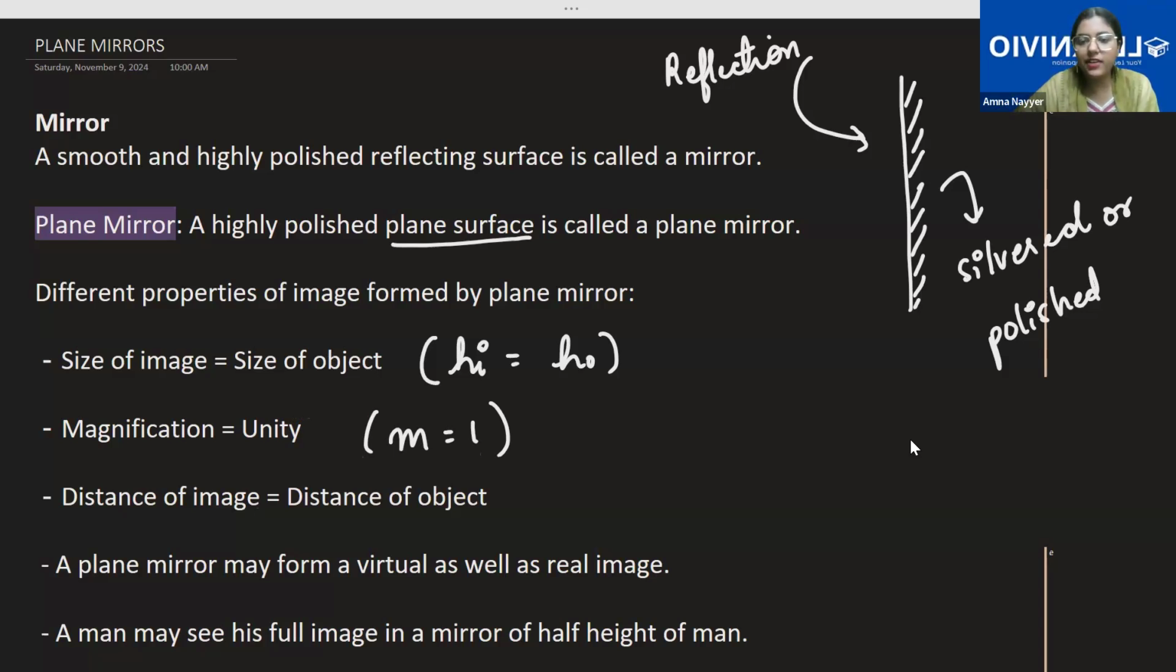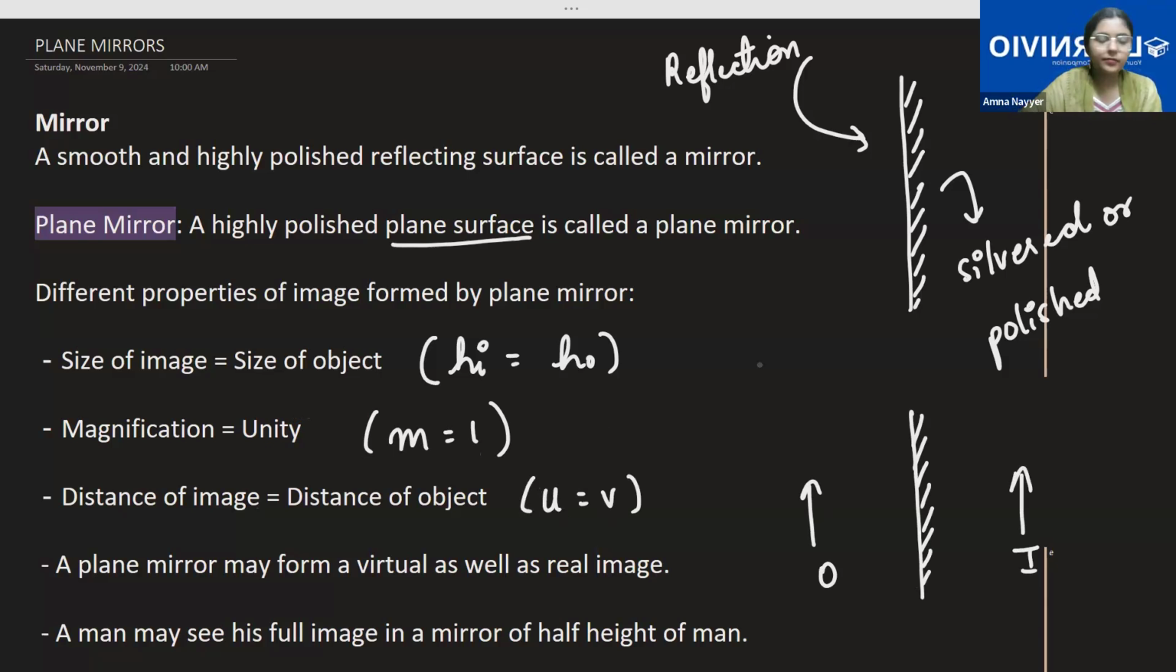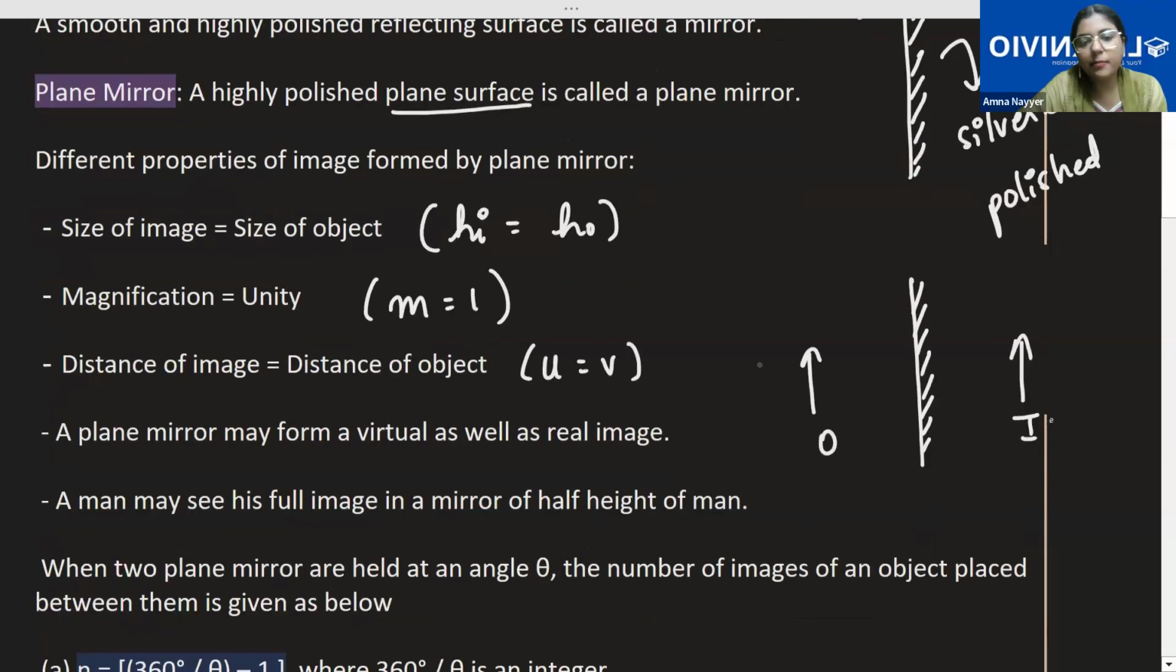Now, distance of image is equal to distance of object. If I have a mirror, let's say this is a mirror and here my object is put, so here only I will see my image. This is the object, this is the image. So u is equal to v. Clear?